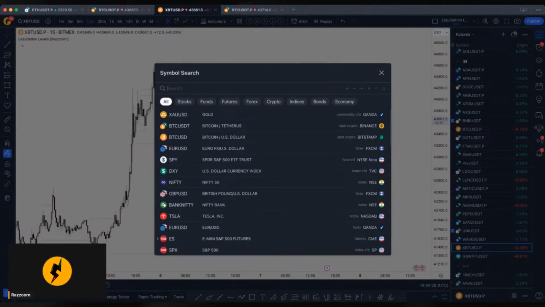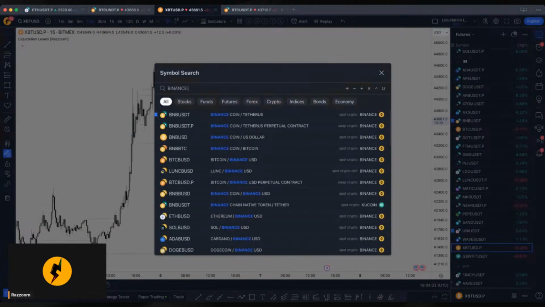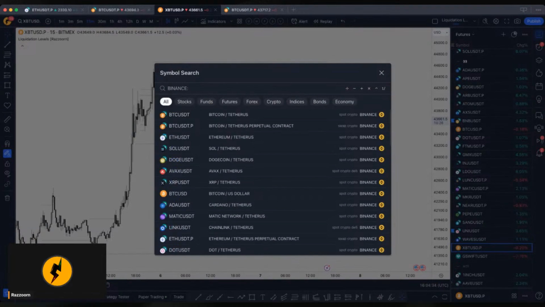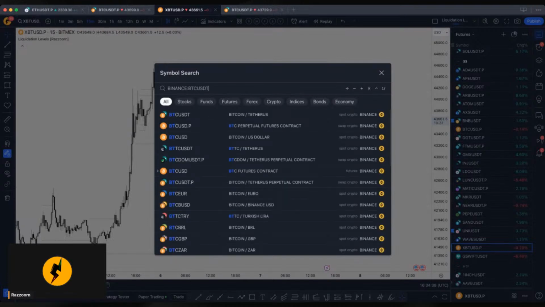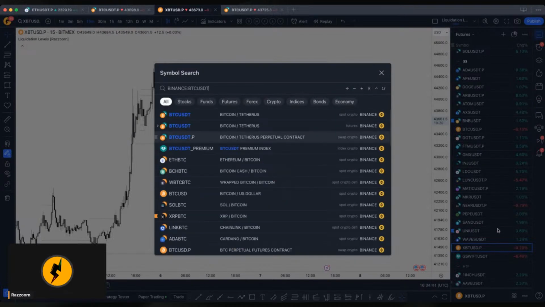Sorry, BTC. What am I doing? You always have to use the perpetual contracts. These two, one is spot and another is futures. You need to use the perpetual.